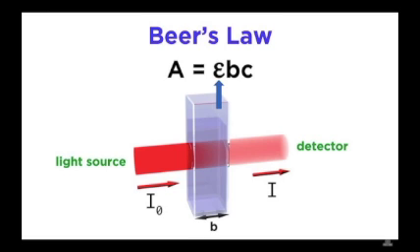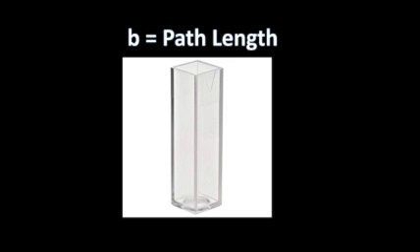Let's start with the path length. If the light has to travel through more material, more of it will be absorbed. This is like when you hold up a piece of paper to the light and you can somewhat read the writing on the other side of the paper. However, if you were to add another sheet of paper, it would be more difficult to read. And the more pieces of paper you add, the harder it is to see until you hold up a notebook and it appears completely solid.